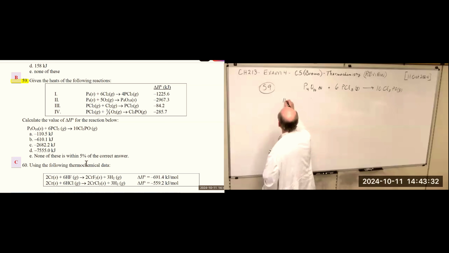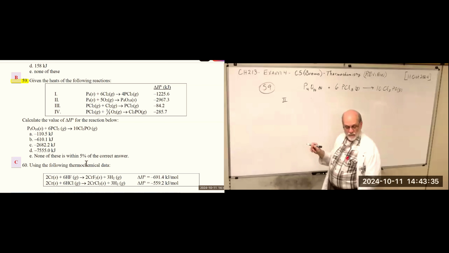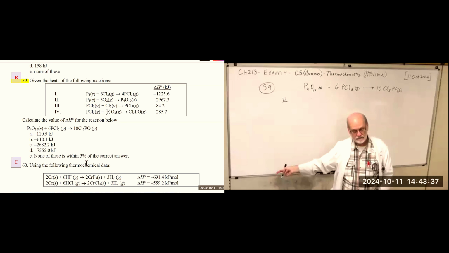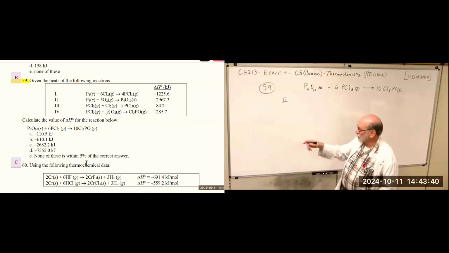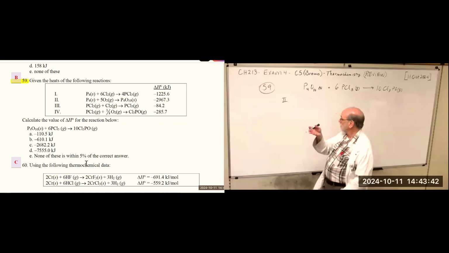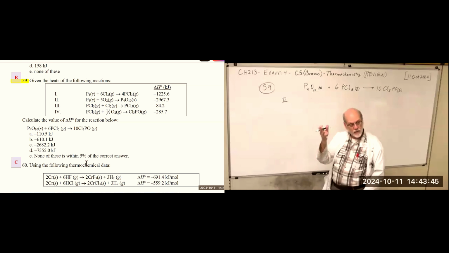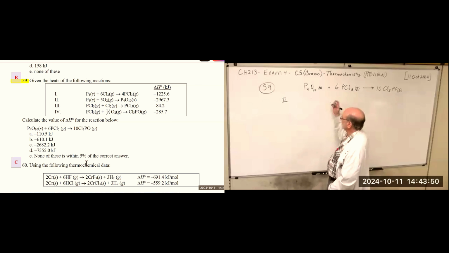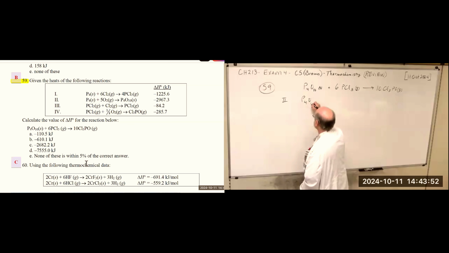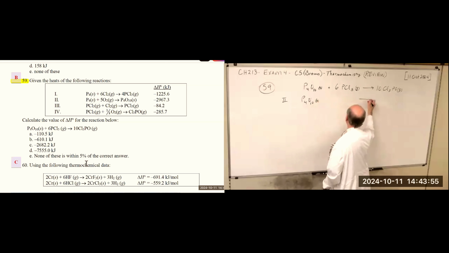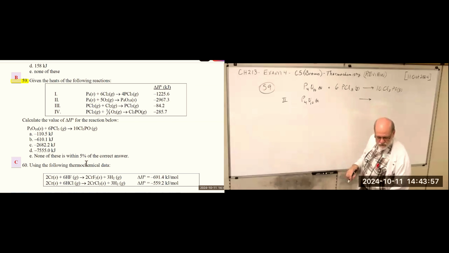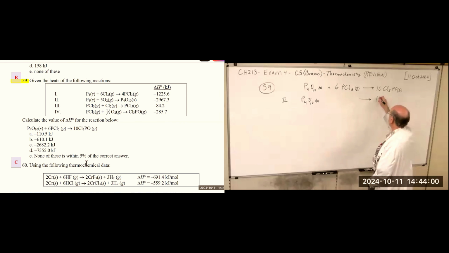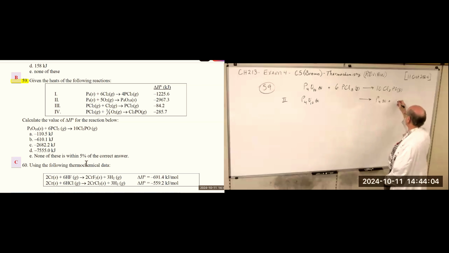So if we use Roman numeral 2 as our first one, P4O10 is on the wrong side. There's only 1 mole of it in that equation, and there's 1 mole of it in this equation. So really all we have to do is flip it. So we put P4O10 on this side, and that's equal to P4 solid and 5O2, O2 gas.